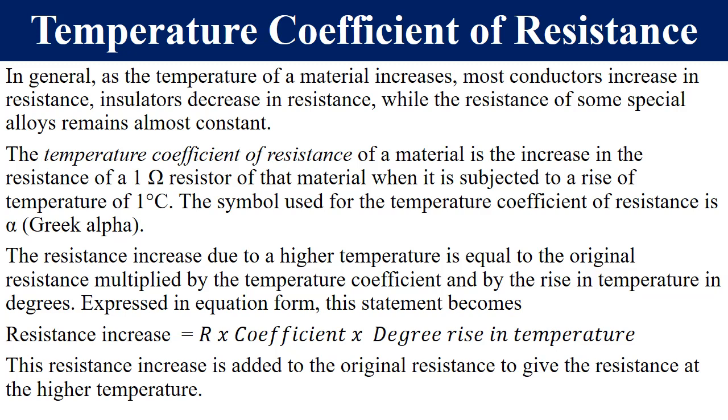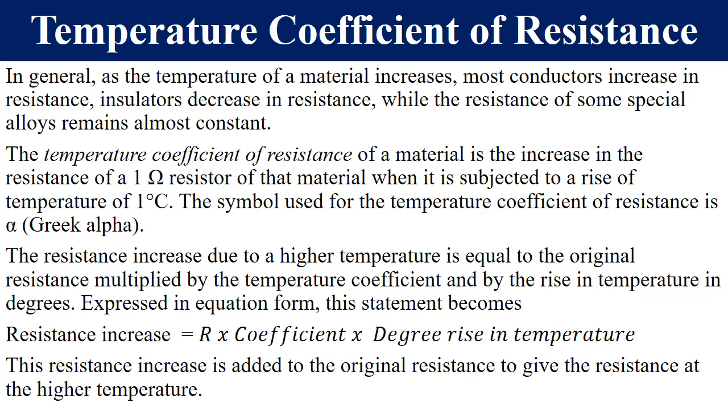Then the resistance due to a higher temperature, how do you find it? It is equal to the original resistance of a particular material multiplied by the temperature coefficient, which we have defined as alpha, and also multiplied by the rise in temperature in degrees Celsius. That is, mathematically, resistance increase is equal to the original resistance R multiplied by alpha, the temperature coefficient of resistance, and multiplied by the degree rise in temperature. Take note that we are only finding the resistance increase.